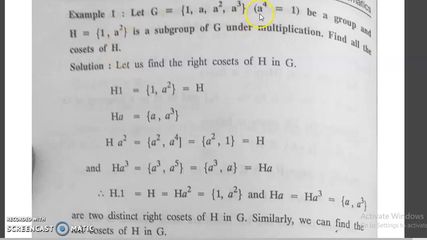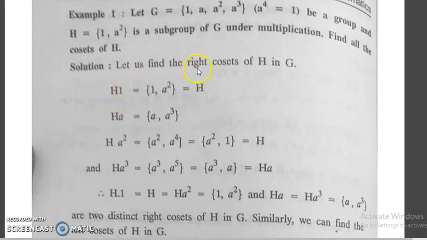So here it is given a⁴ = 1. That means a¹ is a, a² is a square, a³ is a cube, a⁴ is 1. So G is the set of all elements including the identity, because in a group you always have the identity element. This subgroup is {1, a²}. Now find all the cosets.